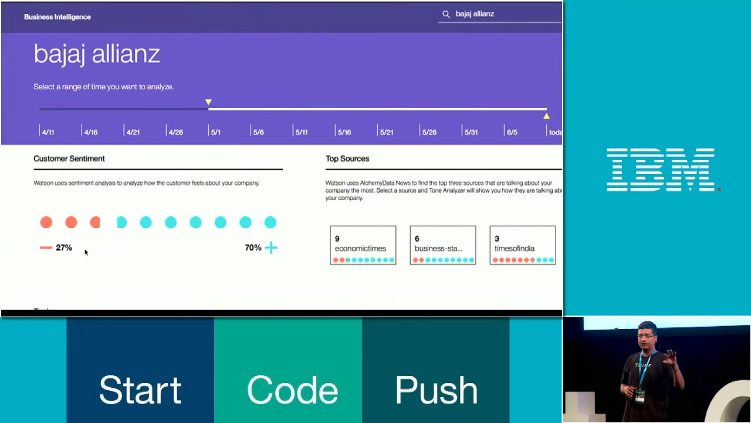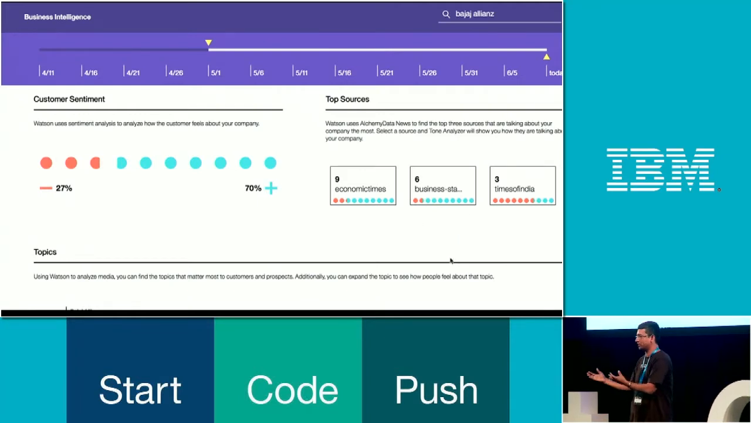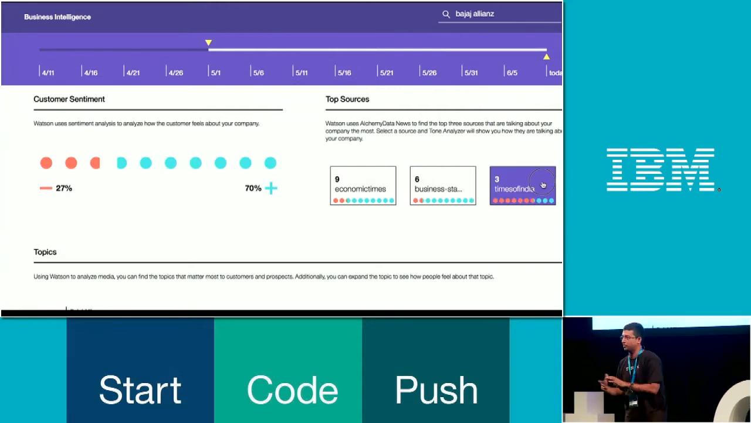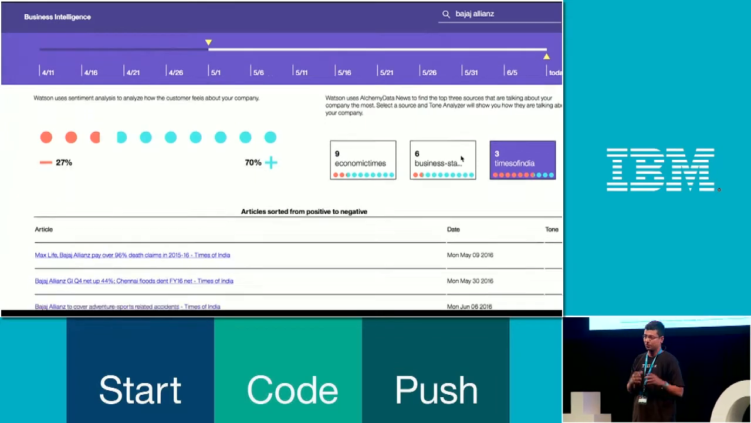She sees that there are 27% unhappy customers, or 27% of people talking negatively about the company in social media. So she wants to analyze that further. She also looks at the top sources of news and sees that Times of India has 3 articles about the company, and most of them are in negative sentiment. So she makes a mental note of analyzing those articles as well to find out if there is any systemic cause.